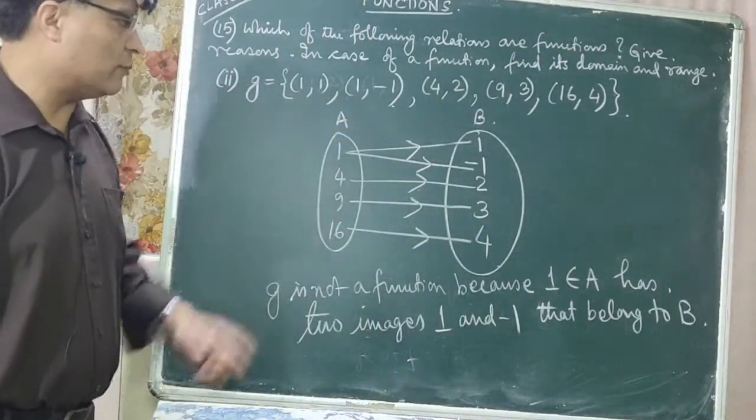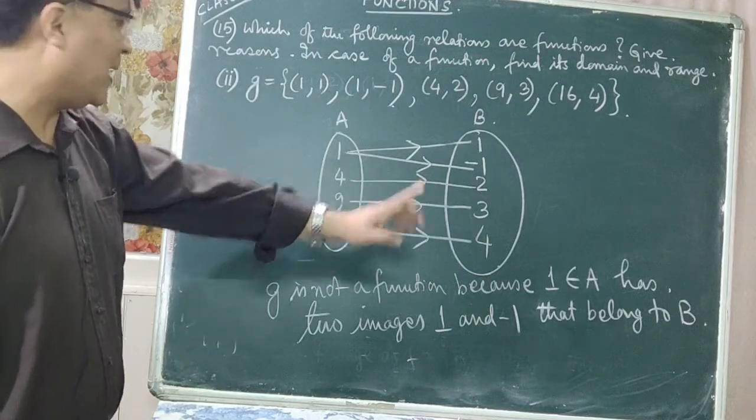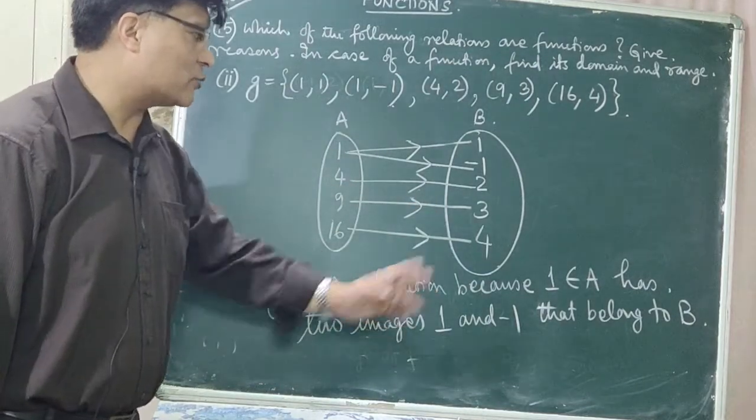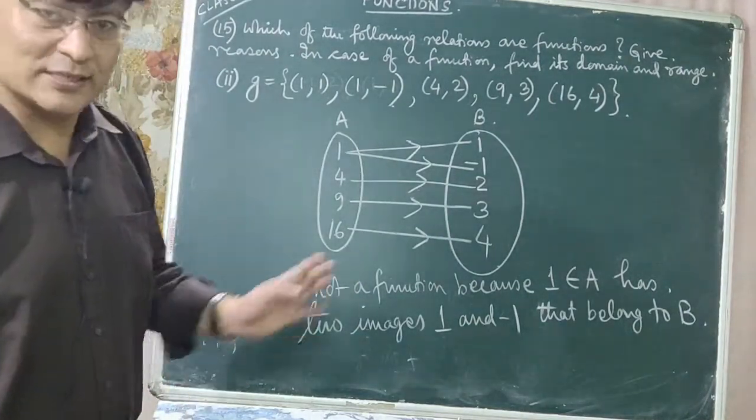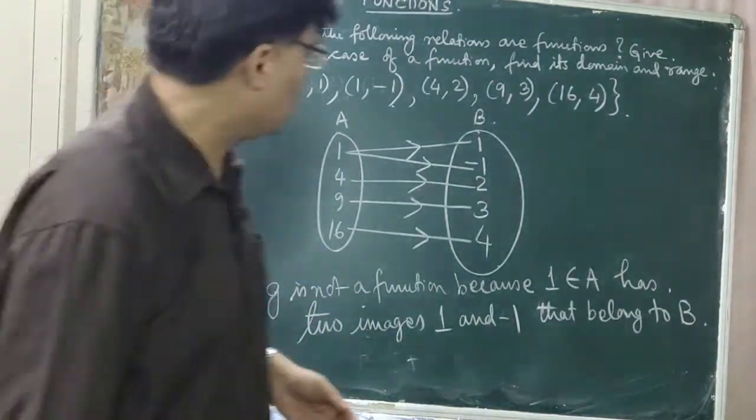So G is not a function because 1 belonging to the set A has two images 1 and -1 that belong to the set B. So G is not a function. Is that clear? So you can copy it. Now we'll do the next question.